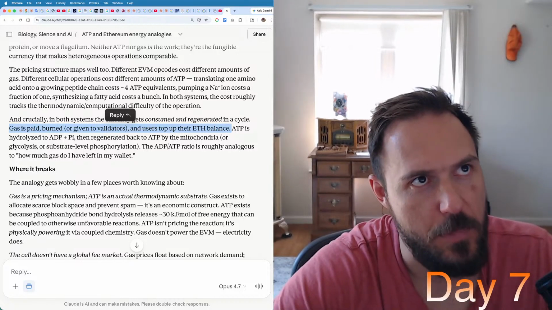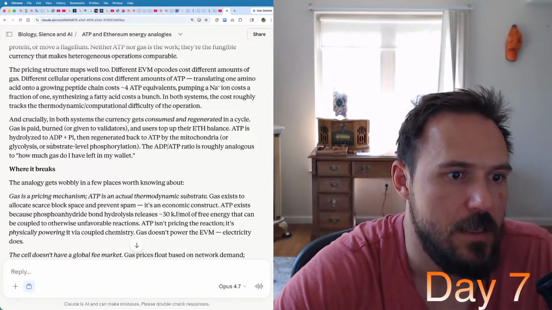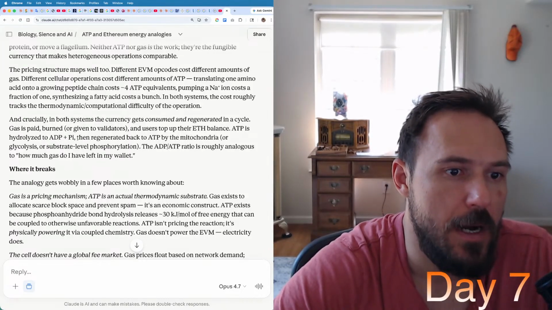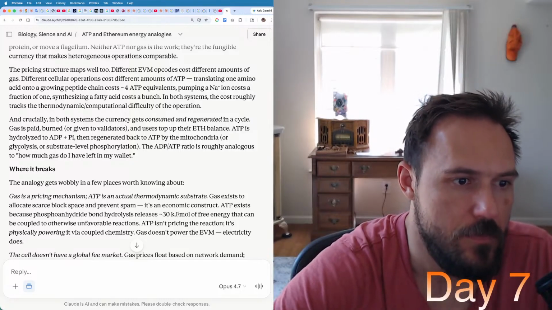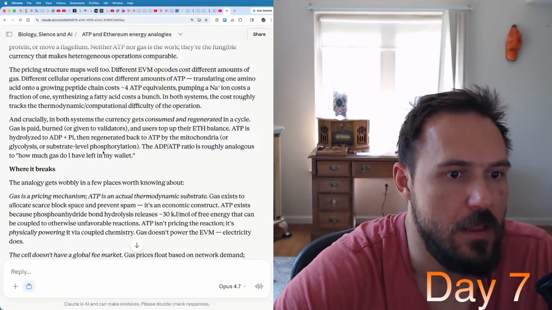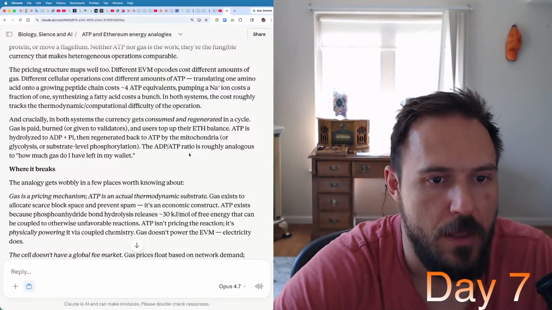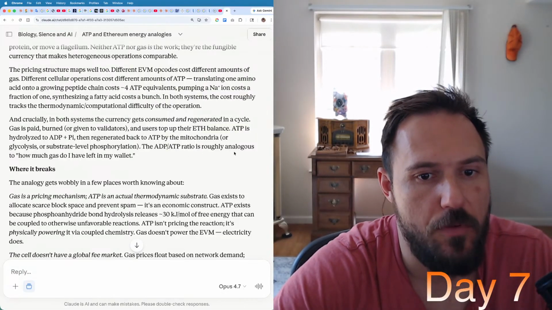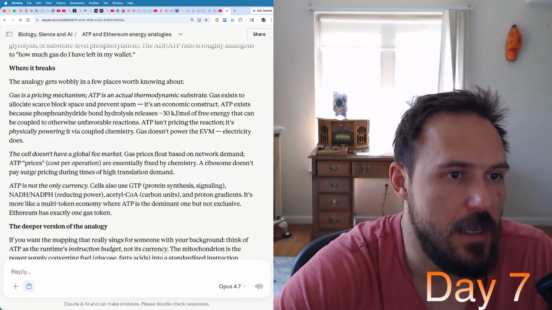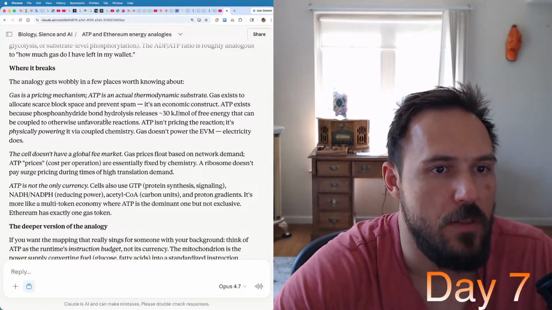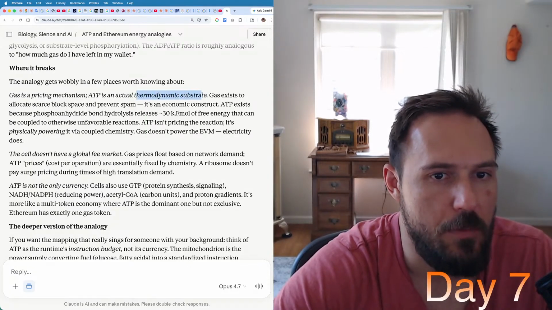I guess if we are mitochondria and we just put in money on ETH balance, ATP is hydrolyzed to ADP plus Pi, then regenerated back to ATP by mitochondria or glycolysis or substrate-level phosphorylation. The ADP-ATP ratio is roughly analogous to how much gas I have left in my wallet. Where it breaks, the analogy gets wobbly in a few places. Gas is a particular mechanism. ATP is an actual thermodynamic substance, yes.